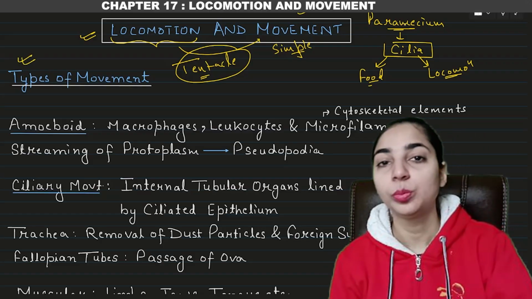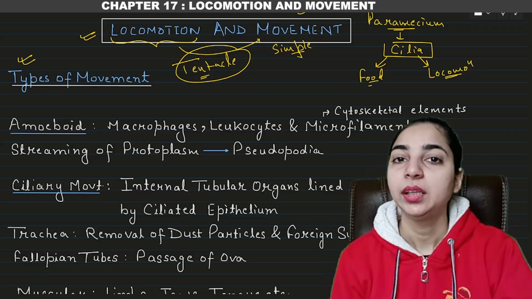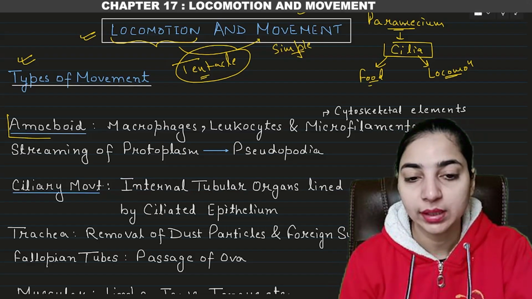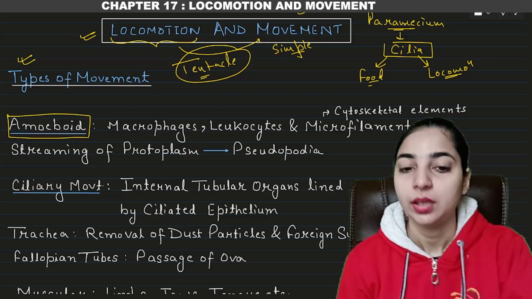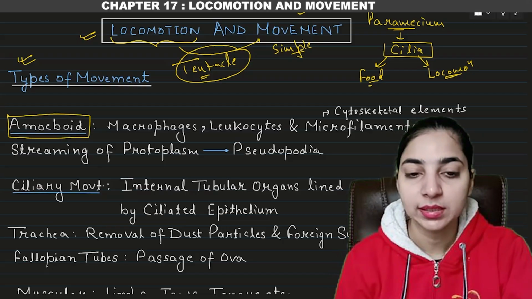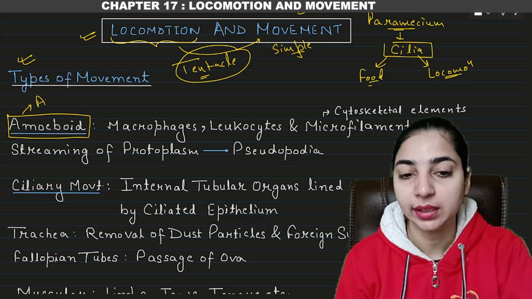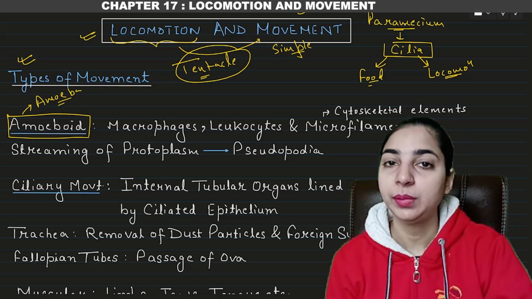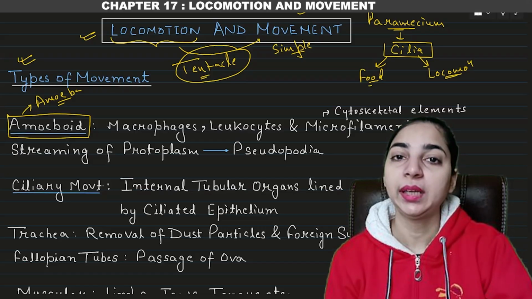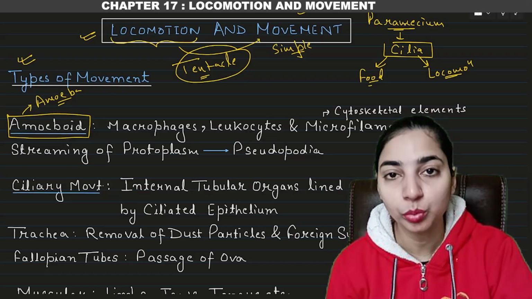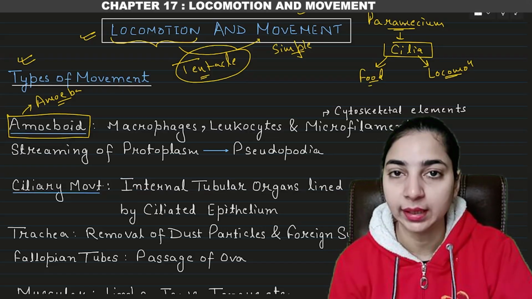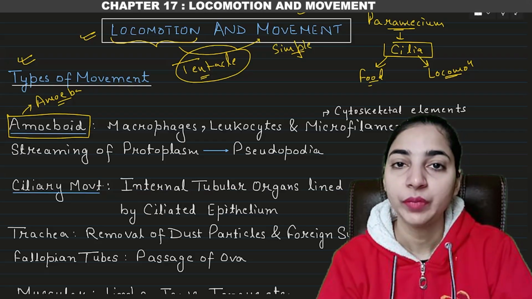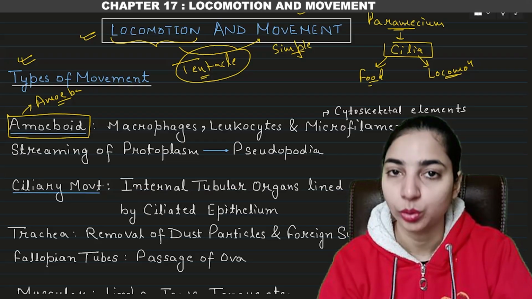Now let's start with the types of movement. So we are studying human physiology, so we will study the types of movement in humans. First type of movement that we have to study is the amoeboid movement. Now what is amoeboid movement? As it is clear from the name, it is related to amoeba. That means this type of movement will be the same as the movement in amoeba. So how does an amoeba move? With the help of pseudopodia, that is the false feet. So how is the pseudopodia formed? It is formed by the streaming of the protoplasm, right?